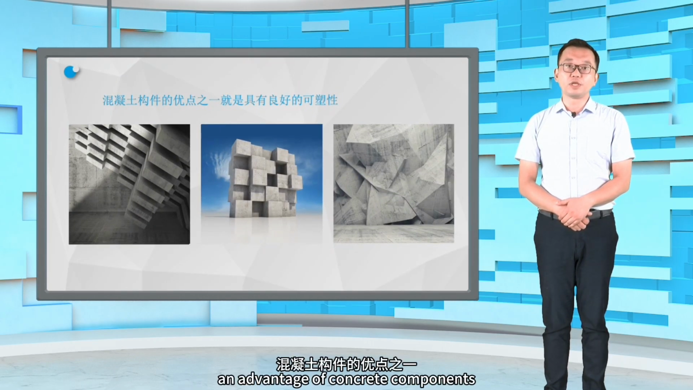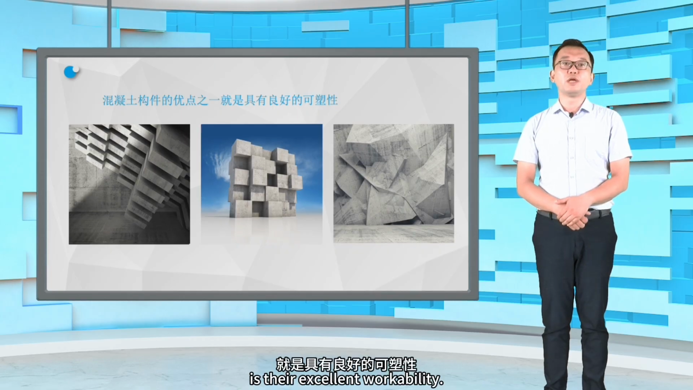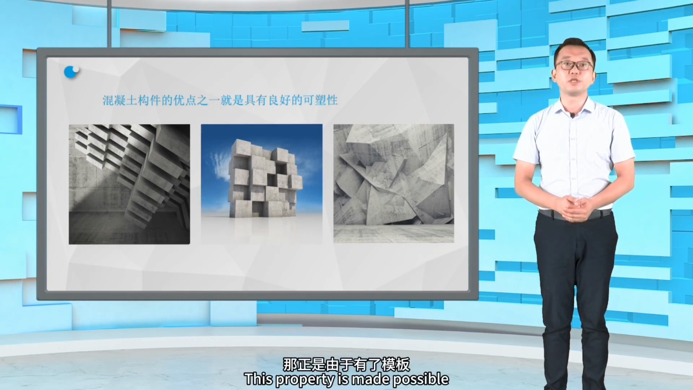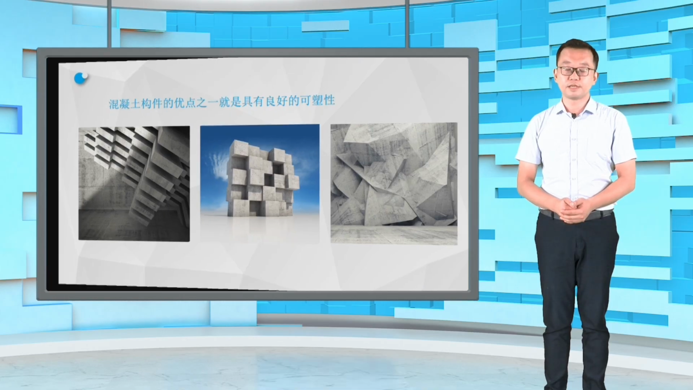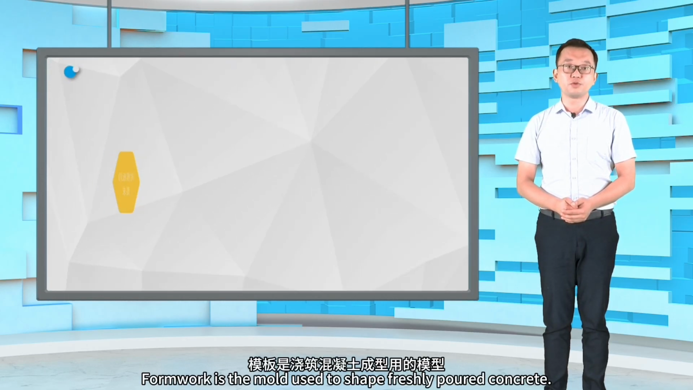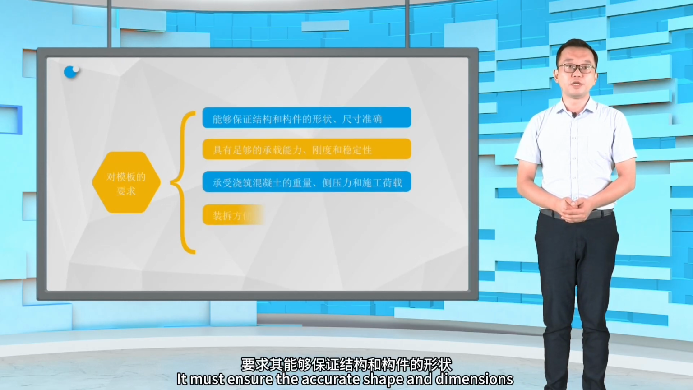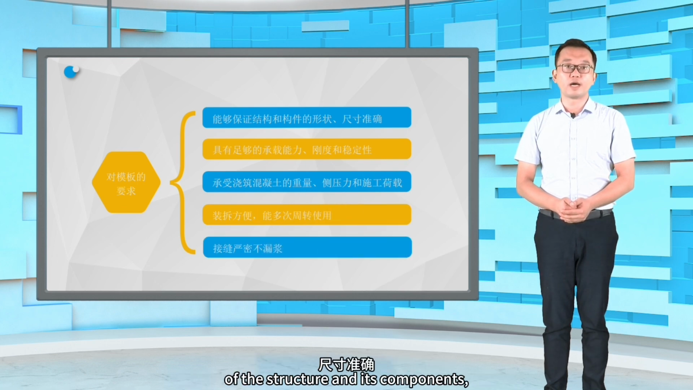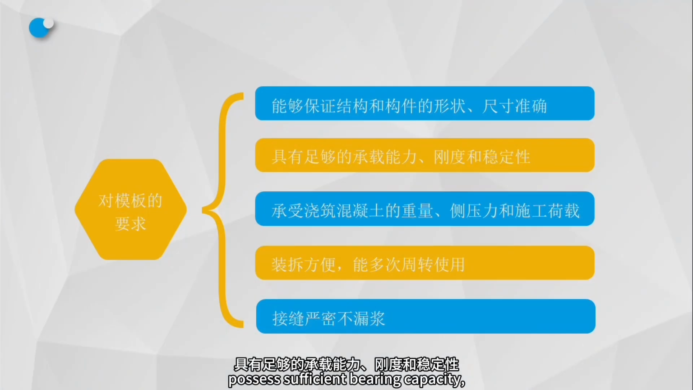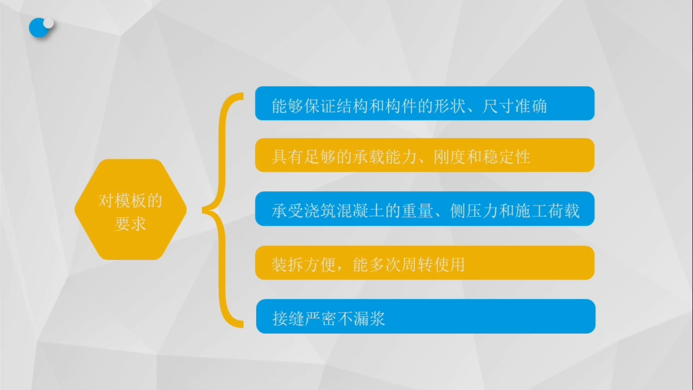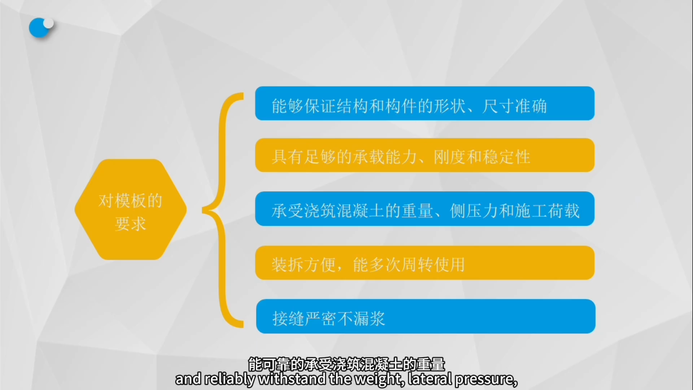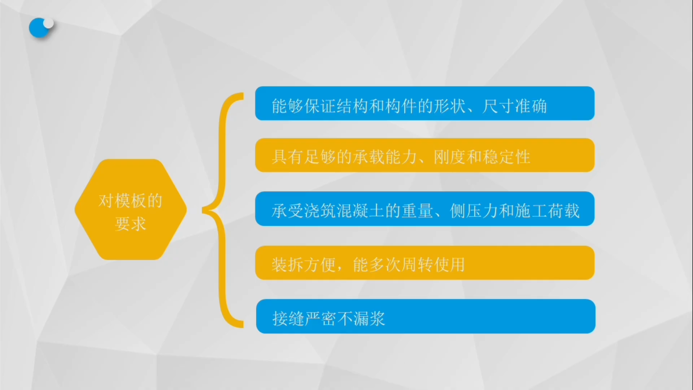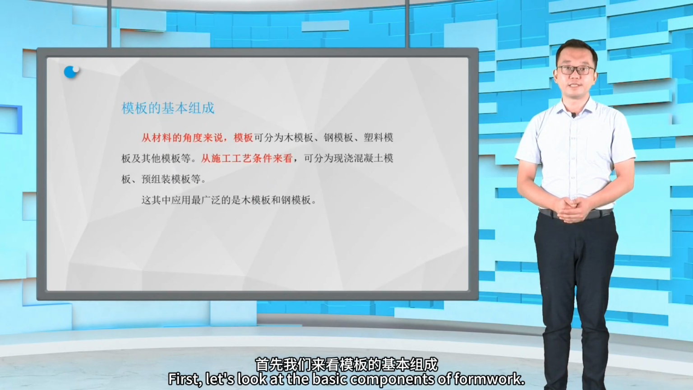As we all know, an advantage of concrete components is their excellent workability. This property is made possible through the use of formwork. Formwork is the mold used to shape freshly poured concrete. It must ensure the accurate shape and dimensions of the structure and its components, possess sufficient bearing capacity, stiffness, and stability, and reliably withstand the weight, lateral pressure, and construction loads during casting. It should be easy to assemble and dismantle, capable of multiple reuse cycles, and have tight joints to prevent grout leakage. First, let's look at the basic components of formwork.